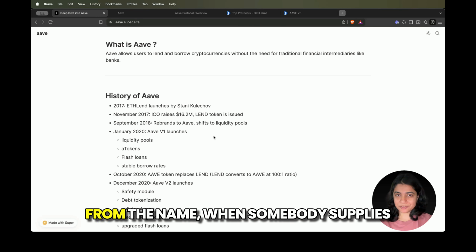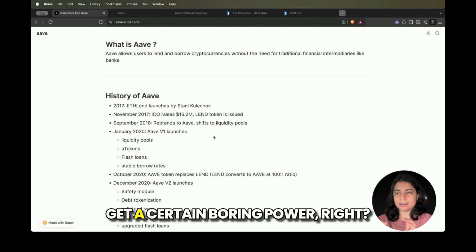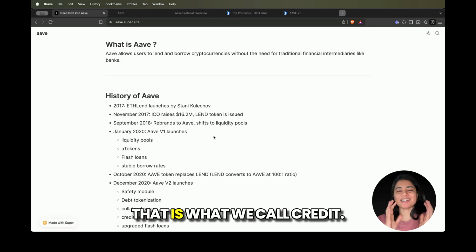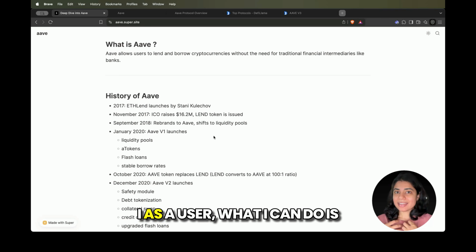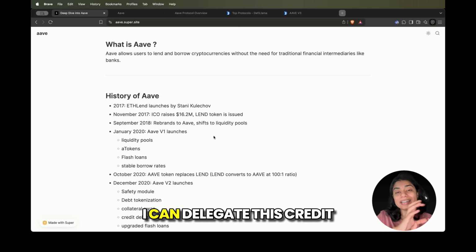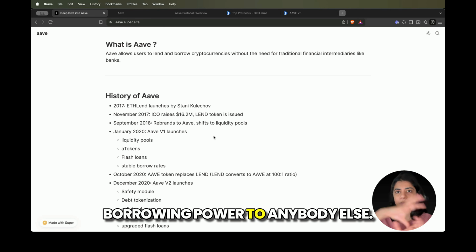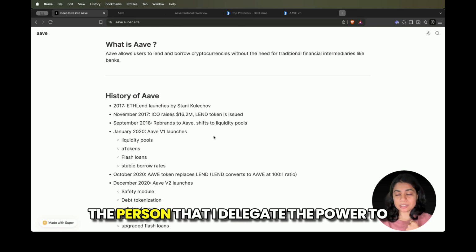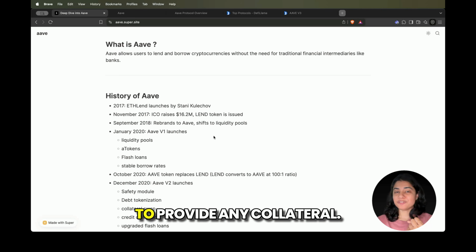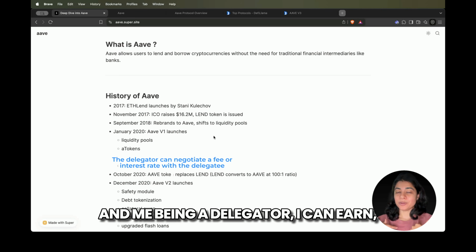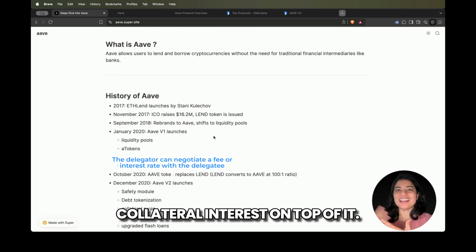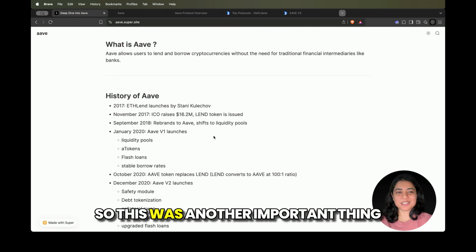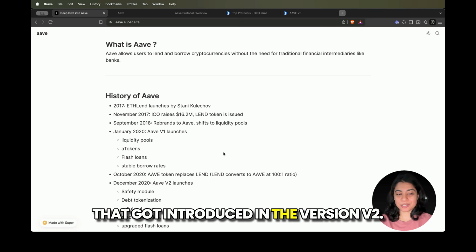So as you might have guessed from the name, when somebody supplies an asset, they get a certain borrowing power, right? That is what we call credit. As a user, I can delegate this credit borrowing power to anybody else. So that's really powerful, because the person that I delegate the power to, called a delegatee, doesn't have to provide any collateral, and me being a delegator, I can earn interest on top of it. So this was another important thing that got introduced in the version V2.